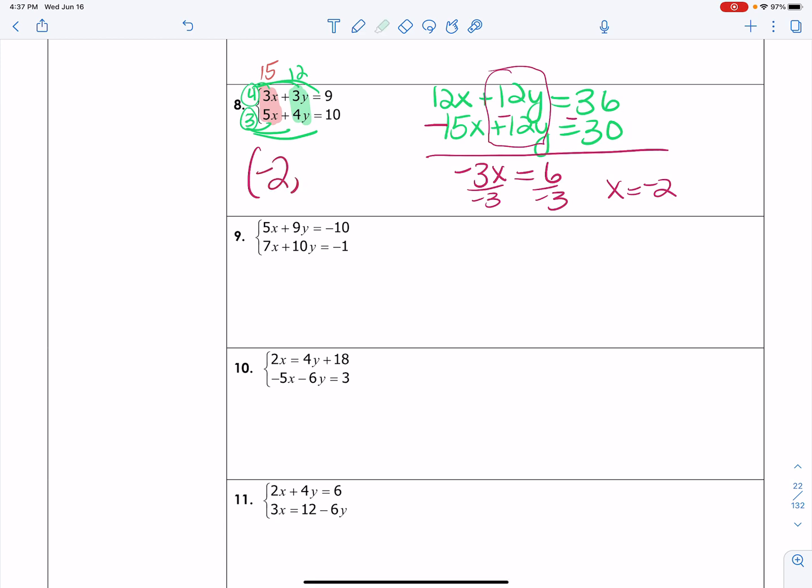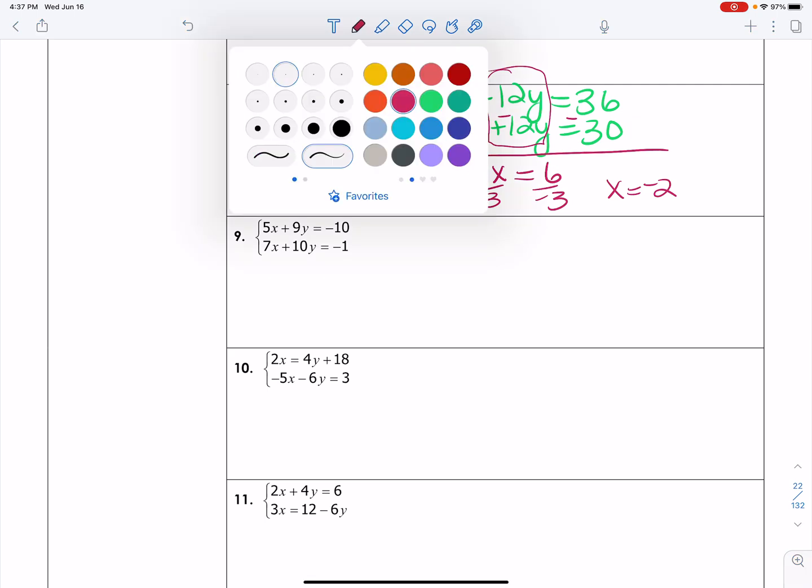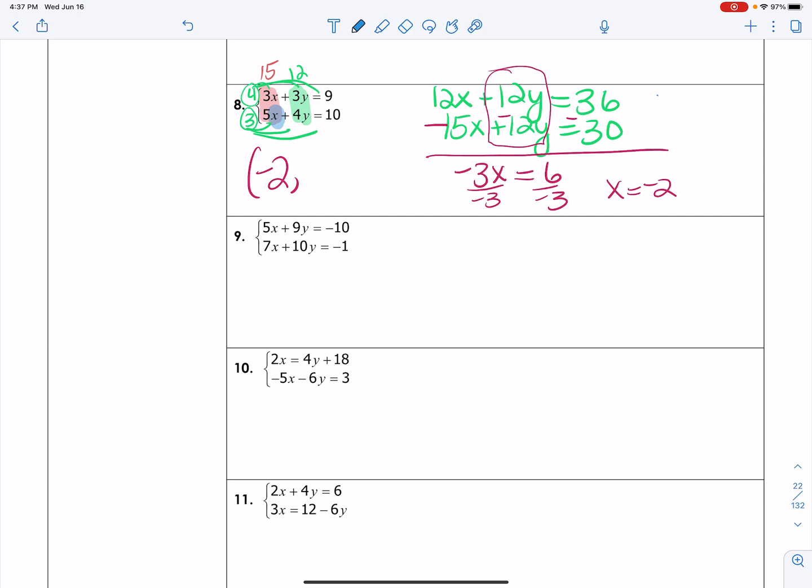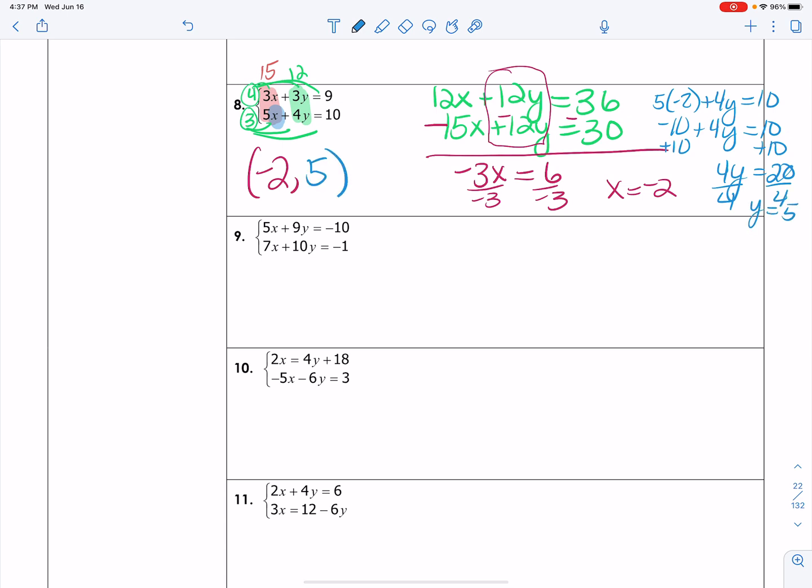Okay, does it matter what equation you put the negative 2 in for? No. So it's an x. So I'm going to put it right there. I just marked by the 5. So I'm going to do 5 times a negative 2 plus 4y equals 10. So negative 10 plus 4y equals 10. So I'm going to add 10, and I get 4y equals 20. Divide by 4, and y equals 5. So my answer is a negative 2, 5.